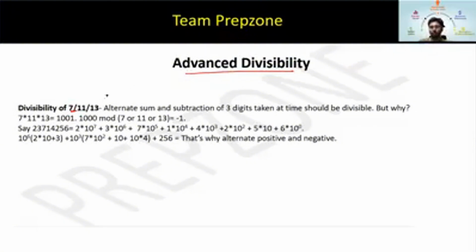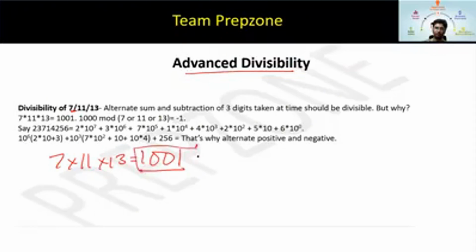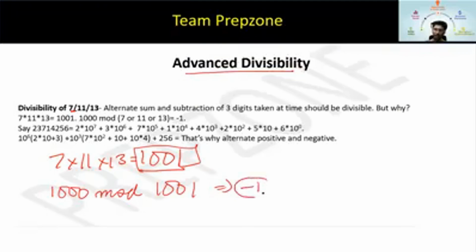Okay. But what is the concept behind this? See, 7 into 11 into 13 is what? 1001. You have to remember this. That 7 into 11 into 13 is 1001. Now, if I am doing 1000 mod 1001, that is, if 1000 is divided by 1001, then what is the remainder? I will get minus 1 as the remainder, right? I hope this is clear.